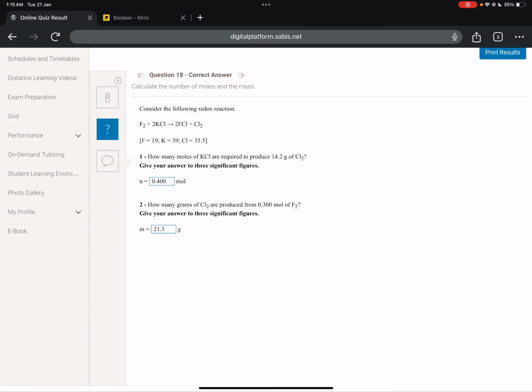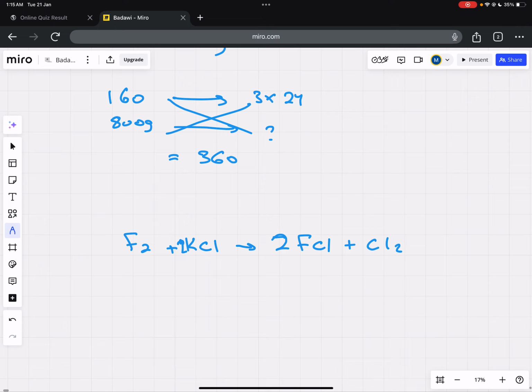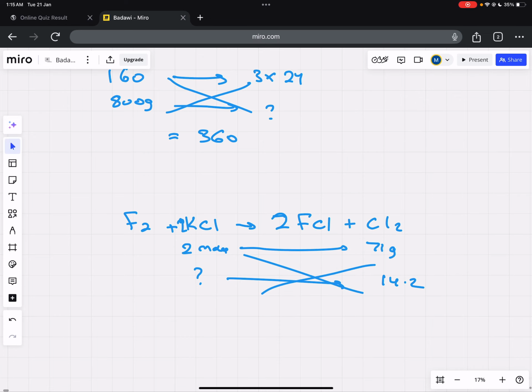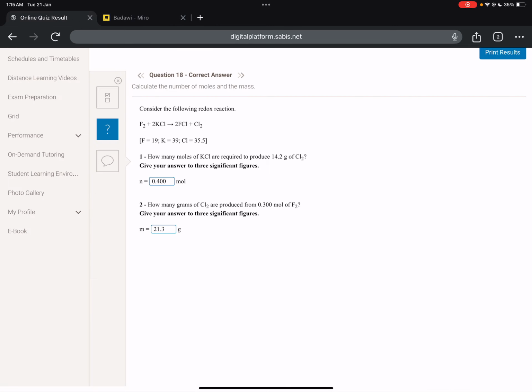How many moles of KCl are required to produce 14.2 grams of Cl2? So I need 2 moles of KCl gives me 71 grams. I need to know how many moles to give me 14.2. Cross multiply again. My answer will be 0.400 moles.